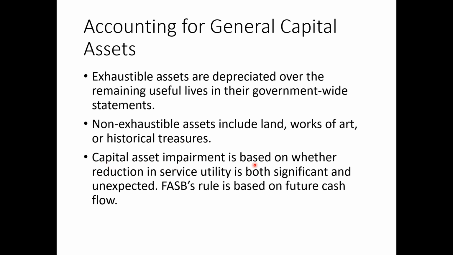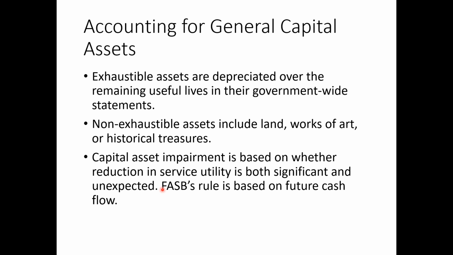Capital assets impairment is based on whether the reduction in service utility is both significant and unexpected. Remember FASB's rule, right? For financial accounting, FASB's rule is based on future cash flows. When the future cash flow is lower than the carrying value, then we say the asset is impaired.